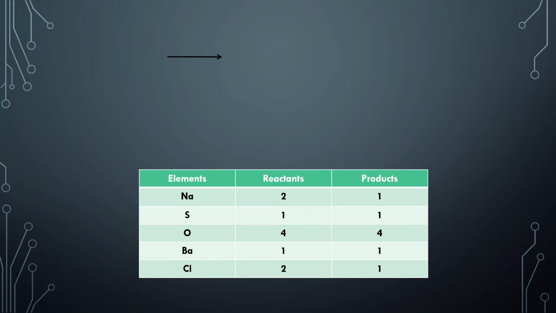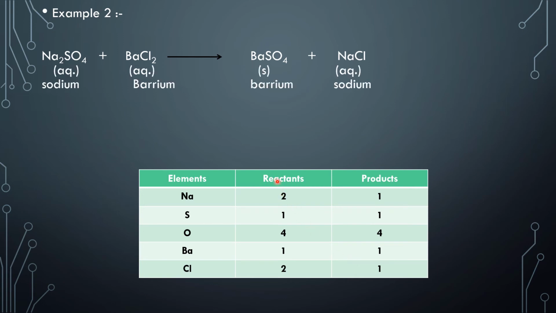Now we will take example 2. In this equation we will count the number of atoms of each element of the reactants and write it down in the table in the reactant column. Similarly, we will write the number of atoms of each element of the products in the product column, as we are looking in this table. Now we will put reactants and products in brackets. Why? Because we want to balance this equation.